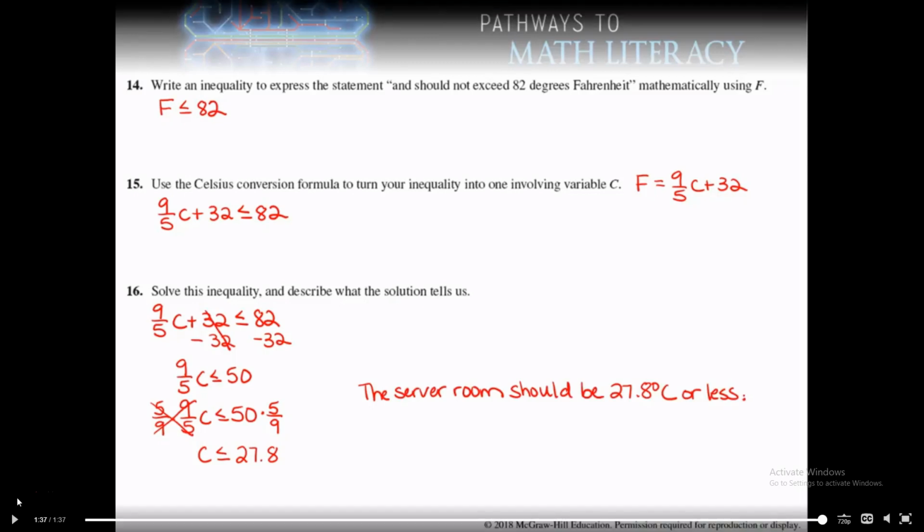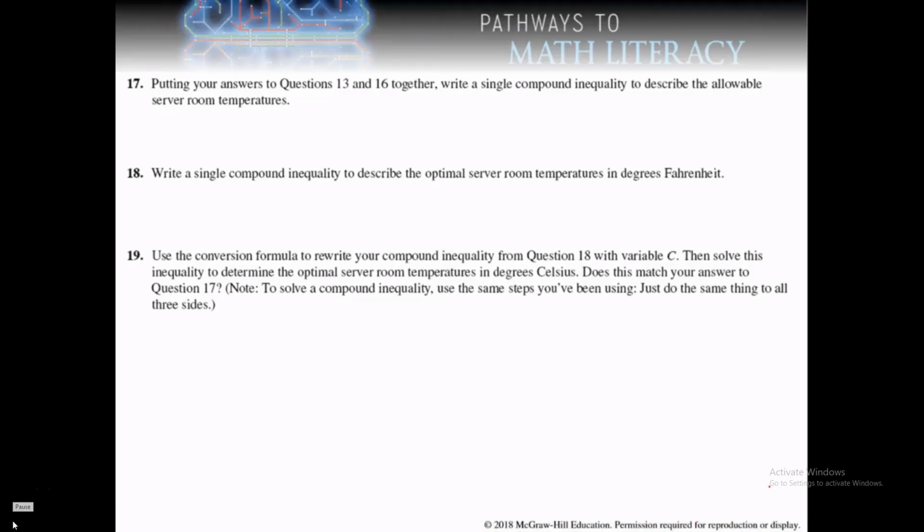We're still talking about the temperatures in the server room, and 17 actually asks us to put together our answers from questions 13 and 16. So in question 13, we learned that C needed to be greater than or equal to 10. And then in 16, we learned that C needed to be less than or equal to 27.8. So what that was really saying when you put them together is that this server room needs to be kept between 10 degrees and 27.8 degrees Celsius.